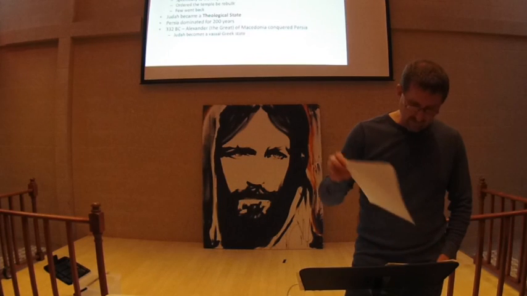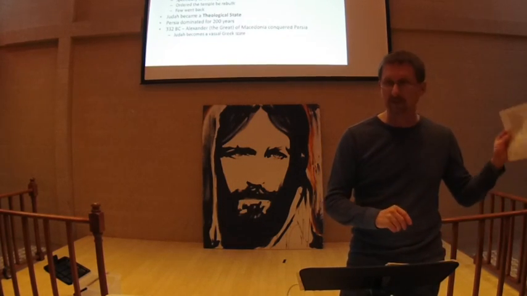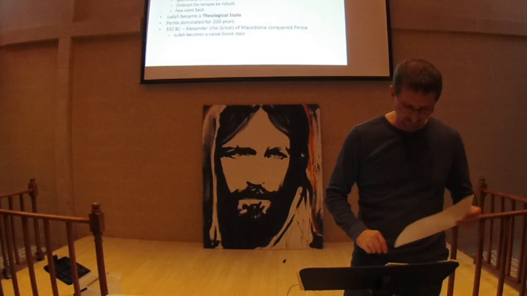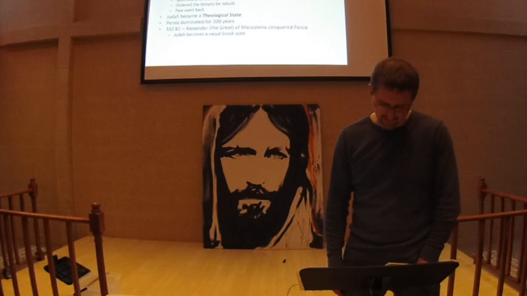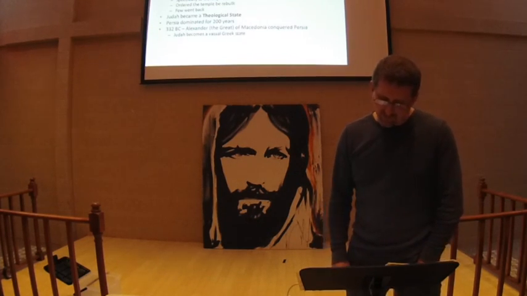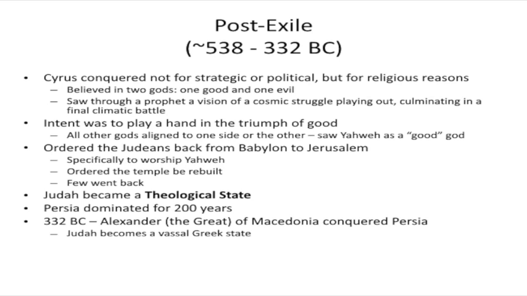Anyway, I hope that this is really helpful. If you can look at these 11 things and picture where all these things happen, you'll have a pretty good sense of what happens throughout the big story of the Old Testament. Basically, when Cyrus conquered, he didn't conquer for political reasons. He conquered for religious reasons. His view of the world was that there's this struggle between good and evil, and he saw his life and his military power as trying to play a hand on the side of good.